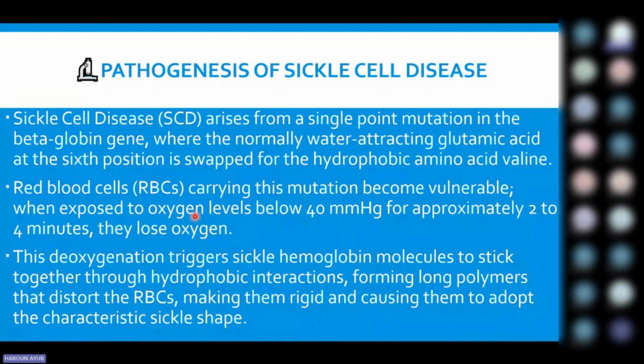So SCD arises from a single point mutation of the beta globin gene. The red cells carrying the mutation become vulnerable when exposed to low oxygen, especially below 40 mmHg for approximately 2 to 4 minutes, and then they lose oxygen. This deoxygenation triggers the hemoglobin molecules to stick together through hydrophobic interactions, forming long polymers and distorting the RBCs. This is usually what causes the pain in individuals when they experience low oxygen concentrations.